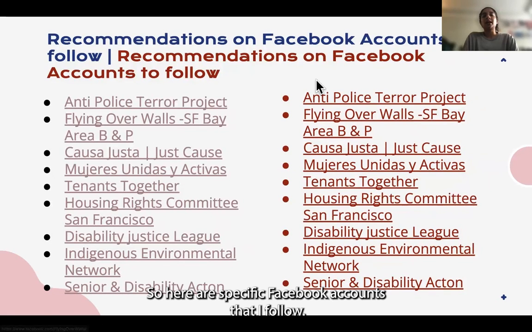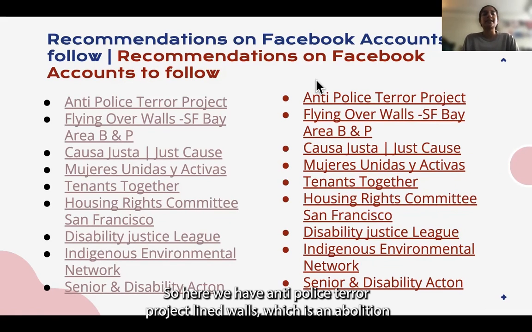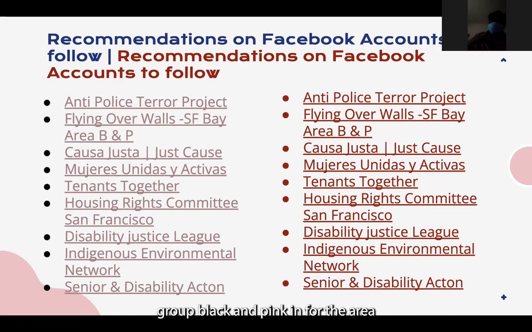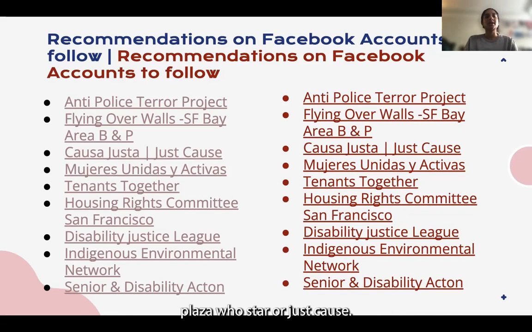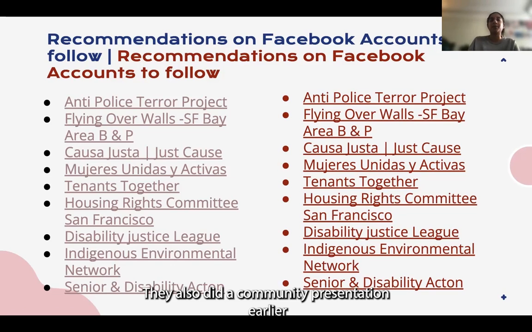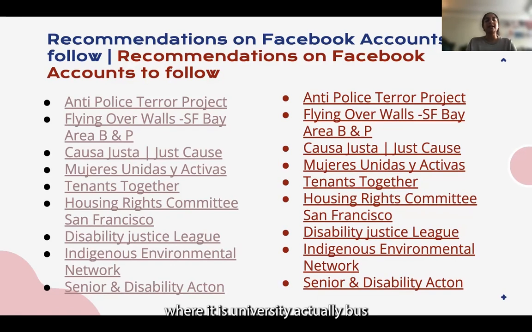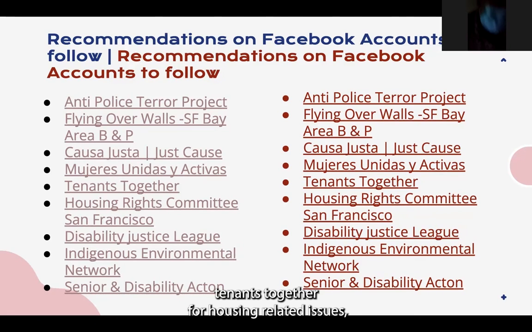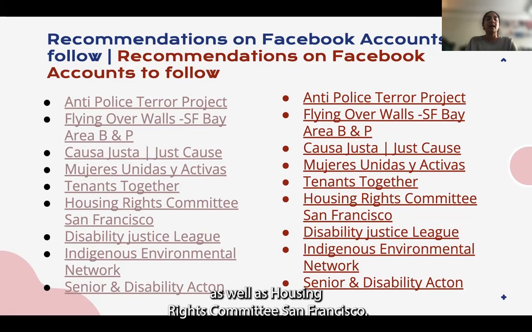So here are specific Facebook accounts that I follow. So here we have Anti-Police Terror Project, Flying Over Walls, which is an abolition group, Black and Pink in San Francisco Bay Area, Plaza Justa or Just Cause. They also did a community presentation earlier. Mujeres Unidas y Activas for immigrant rights issues, Tenants Together for housing related issues, as well as Housing Rights Committee San Francisco.